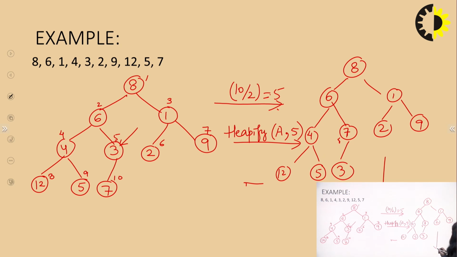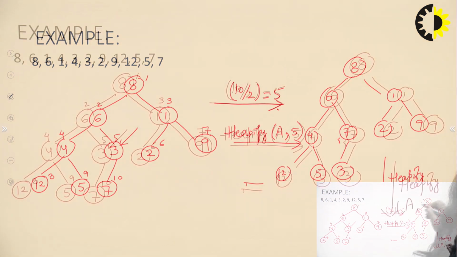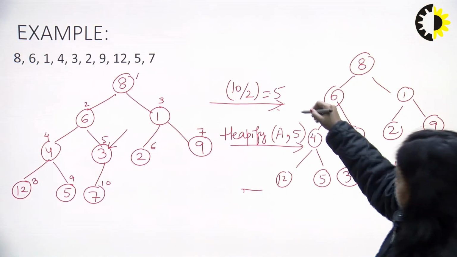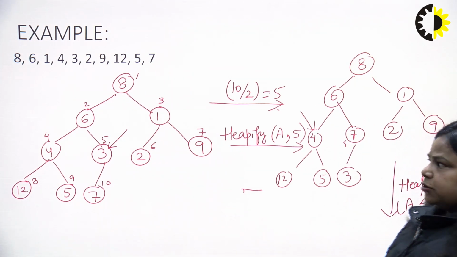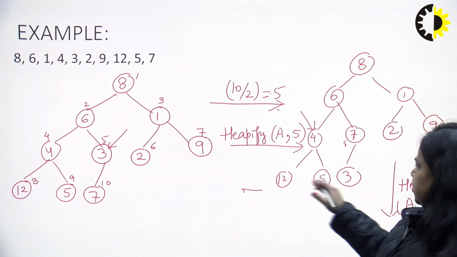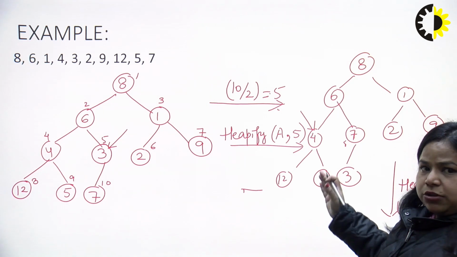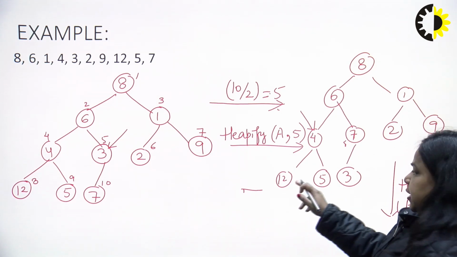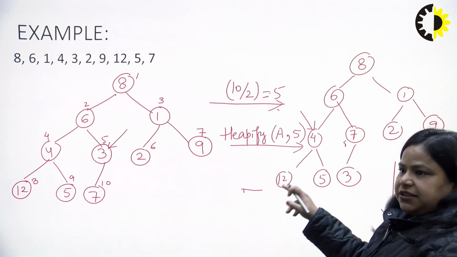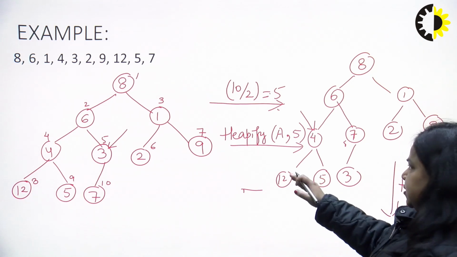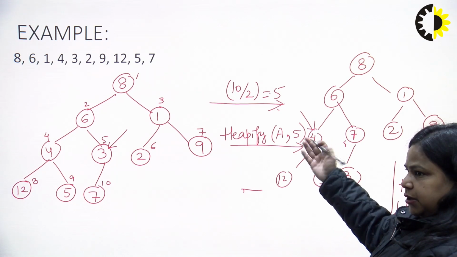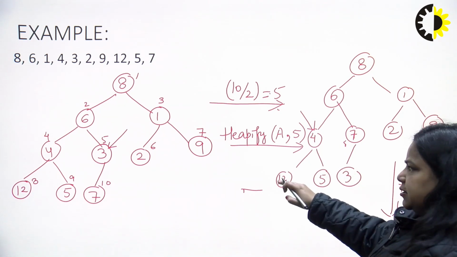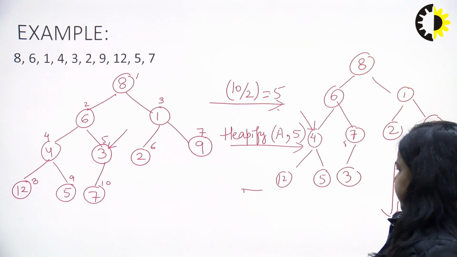Now after this we have to apply the function heapify A, comma 4. A, comma 4 means this is the node at the fourth location. Out of these two nodes, the left child or the right child, which is the largest one? 12, which is the left child. So the left child becomes the largest one, and we have to swap the largest element with the ith node, right? So 4 becomes the left child and 12 becomes the I, right?